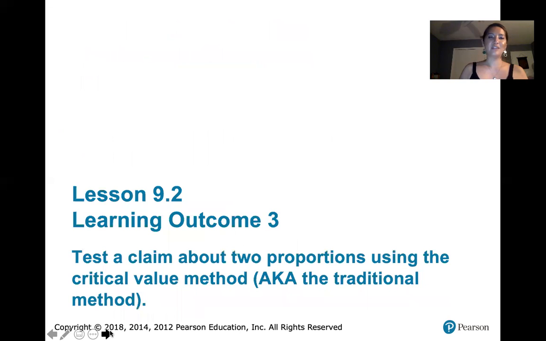I'll see you in the next video to talk about the critical value method. This is also known as the traditional method. It's very similar. We can use Excel as well, but we also can use table A2. We can use that extensively here. Table A2 and table A3 are very commonly used for the critical value method, and we'll do that in the next video.